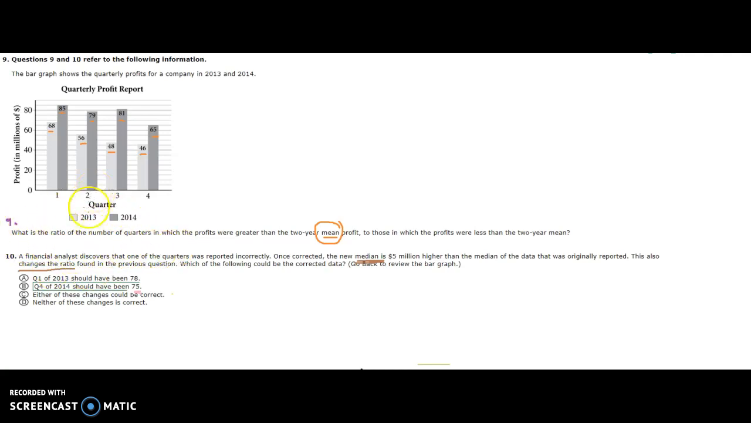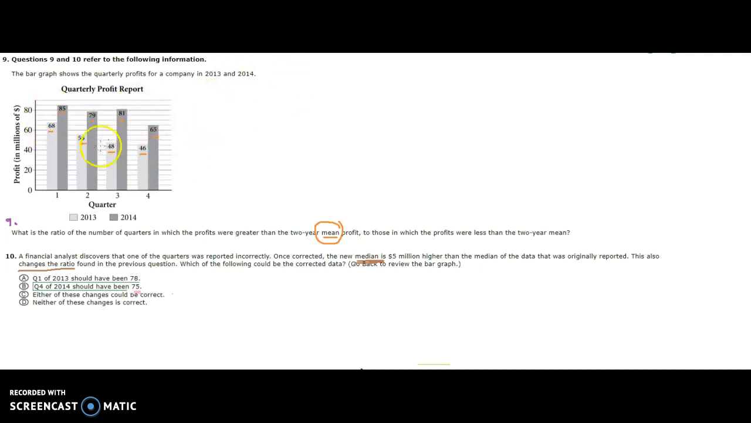It says, what is the ratio of the number of quarters in which the profits were greater than the 2-year mean or average profit compared to those that were less than the mean? This should be pretty straightforward. We have 8 different quarters being represented here: 60, 85, 56, and so on. To find the mean, we just add up all those numbers and divide by 8.